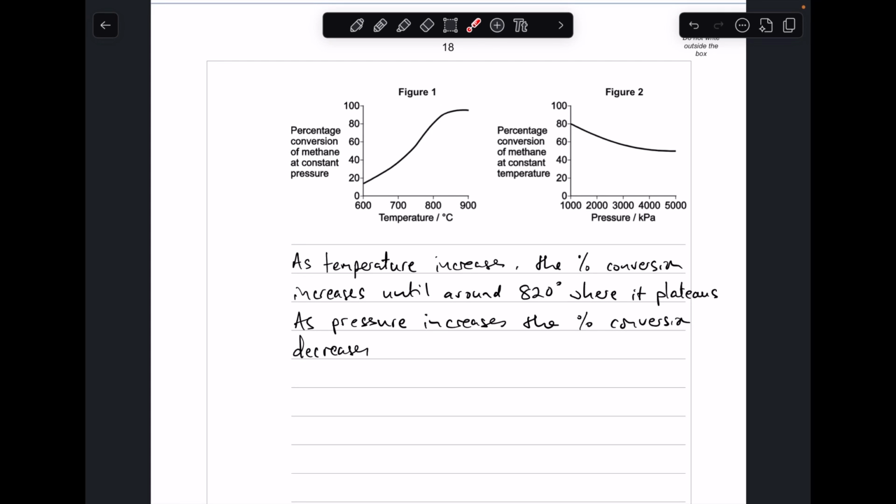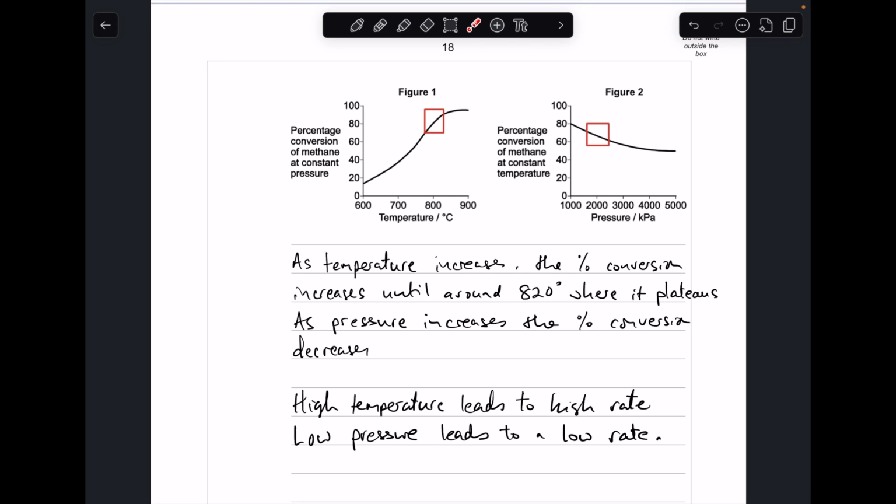However, a low pressure leads to a low rate of reaction. So we don't want the pressure to be too low. So in terms of temperature, I'm going to go for around about 800 degrees C. And in terms of pressure, I'm going to go for around about 2000 kilopascals.